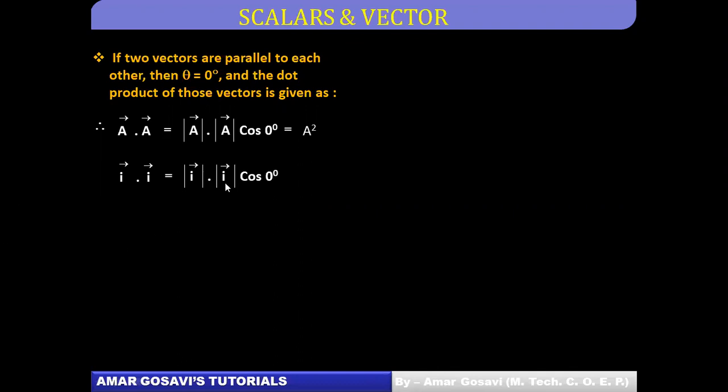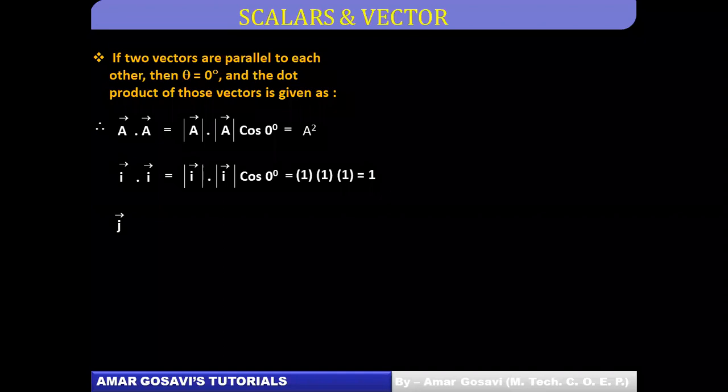Now we all know one thing. What is i cap? A unit vector. So what is the magnitude of a unit vector? 1. Again, what is the magnitude of the second unit vector, which is again i cap over here? 1. And what is the value of cos 0? Again 1. So 1 multiplied by 1 multiplied by 1, ultimately you will get 1. So i cap dot i cap will be 1. The self dot product for unit vectors will be 1. Remember that.